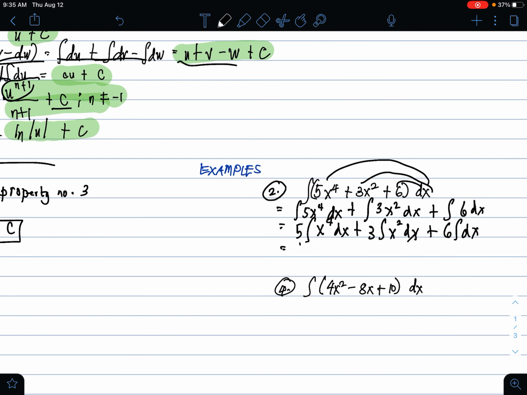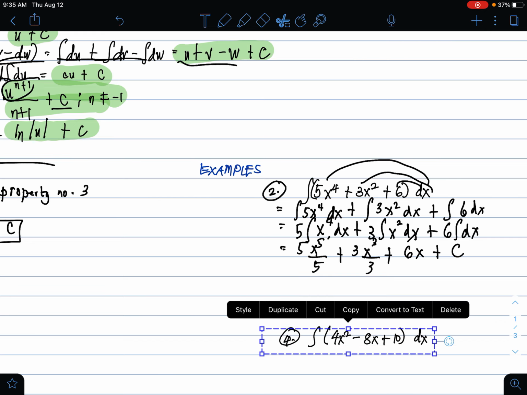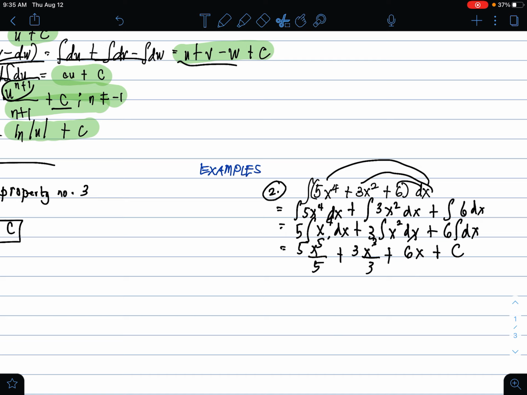So there, this one is 5x⁵ over 5, then plus 3x³ over 3, plus 6x. Then, do not forget the constant of integration. Alright. So they cancel. That therefore, the final answer is x⁵ plus x³ plus 6x plus c.